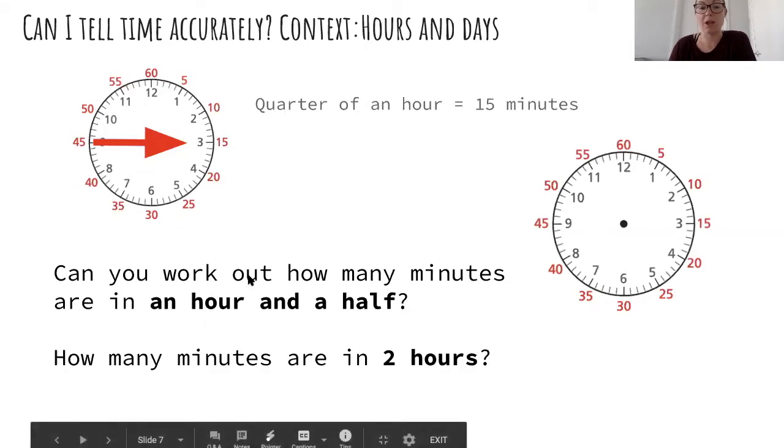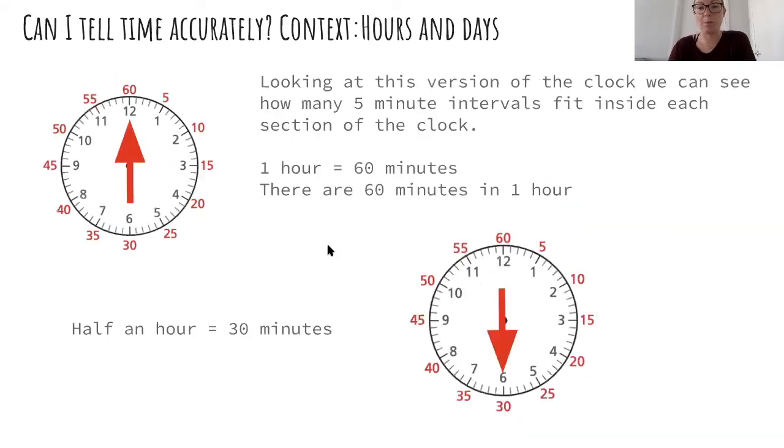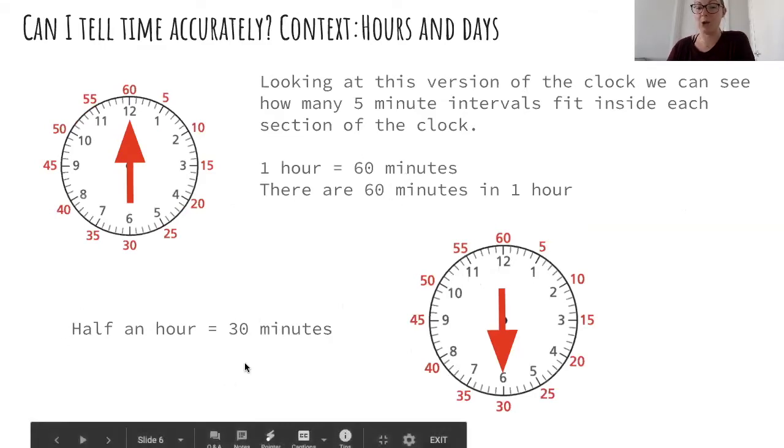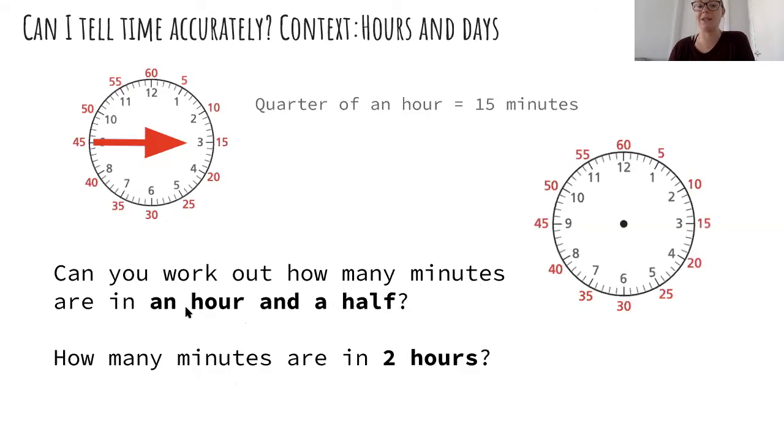And here are some things that I want you to try and work out now. So can you work out how many minutes are in an hour and a half? So if I go back to my slide here, if you know that an hour is 60 minutes and you know that half an hour is 30 minutes, can you work out how many minutes are in an hour and a half? So maybe you want to pause me here and have a think, or I'm going to give you a couple of seconds to have a think about that one if you can work that out.